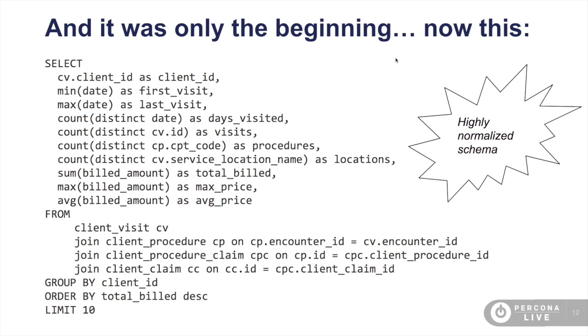Now, that was only the beginning. Now, this query. So this is a much more complicated query. And the reason why it is complicated is that our schema is highly normalized, which is very typical in online transaction processing systems. So what is here?